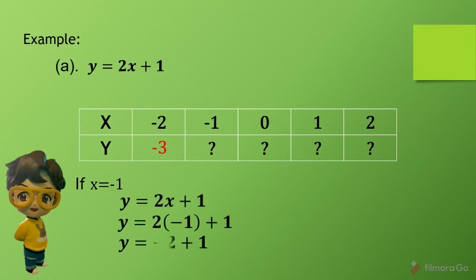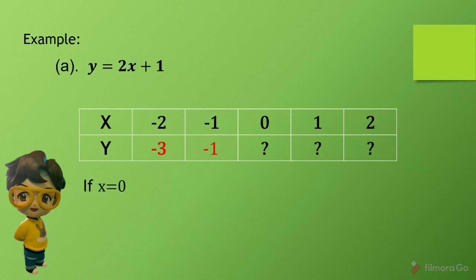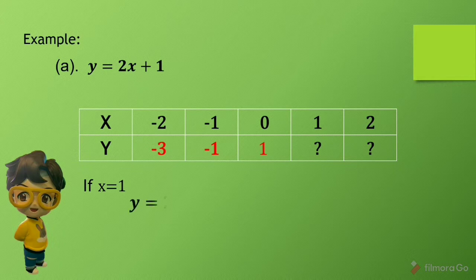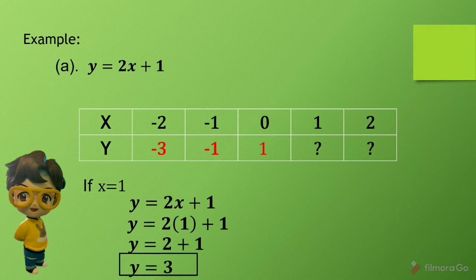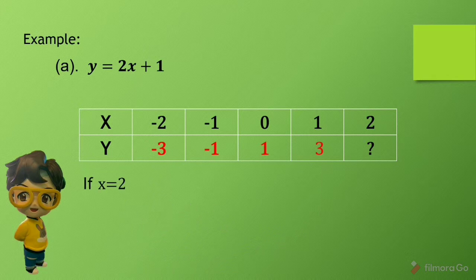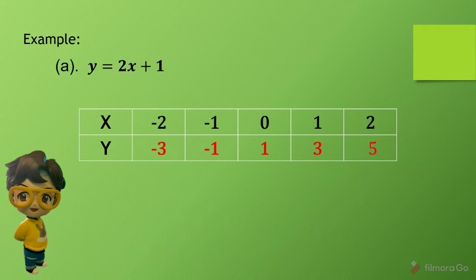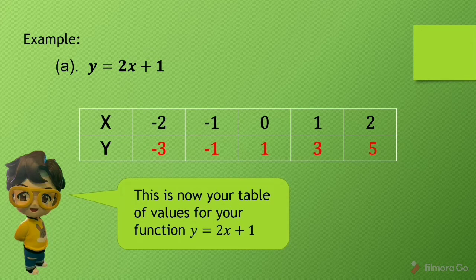If x is -1, our y is equal to -1. If x is equal to 0, our y is equal to +1. If x is equal to 1, our y will be +3. And if x is equal to 2, our y will be +5. So we have already completed our table of values for our function y is equal to 2x plus 1. This is our table of values for the function y is equal to 2x plus 1.